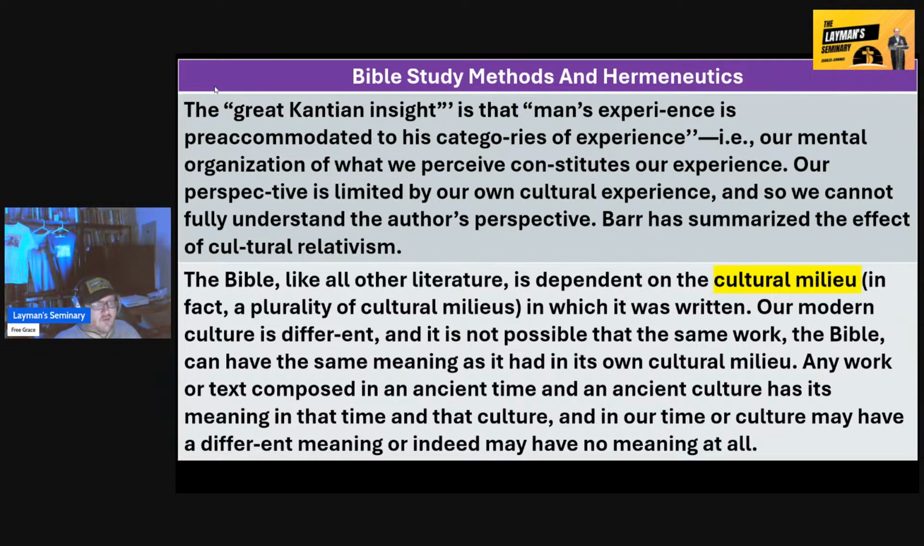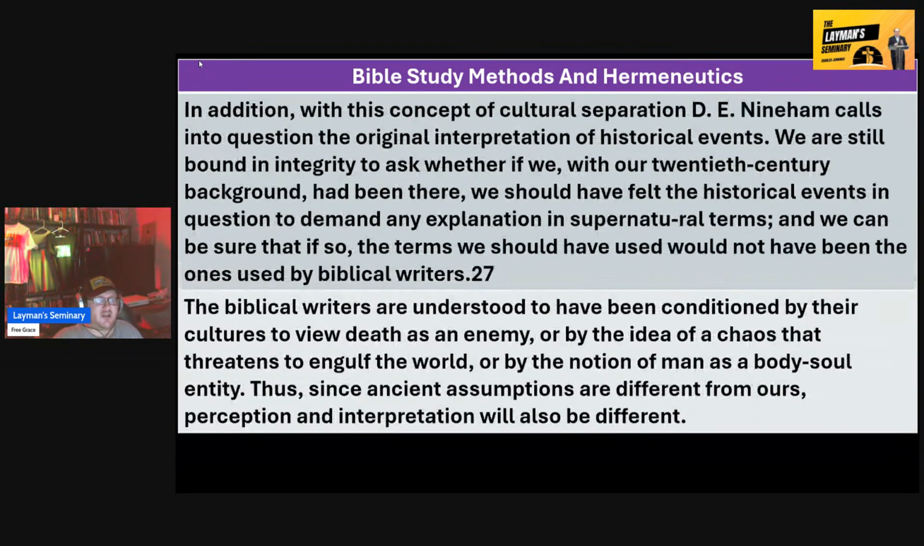Barr has summarized the effect of cultural relativism. The Bible, like all other literature, is dependent on the cultural milieu. In fact, a plurality of cultural milieus in which it was written. Our modern culture is different, and it is not possible that the same work, the Bible, can have the same meaning as it had in its own cultural milieu. Any work or text composed in an ancient time and an ancient culture has its meaning in that time and that culture, and our time or culture may have a different meaning or indeed may have no meaning at all. In addition, with the concept of cultural separation, D.E.